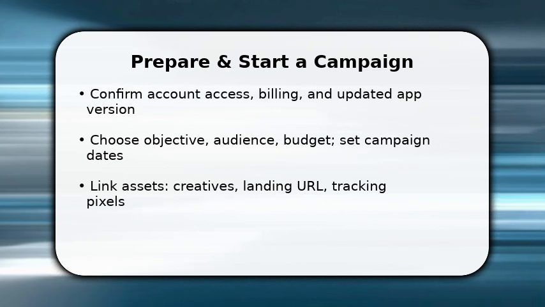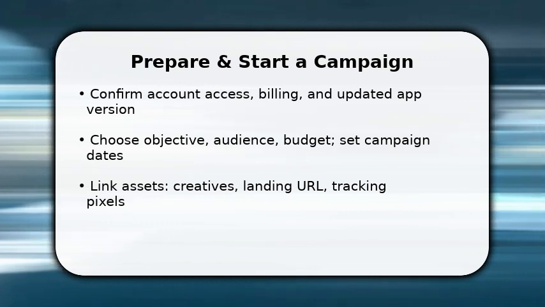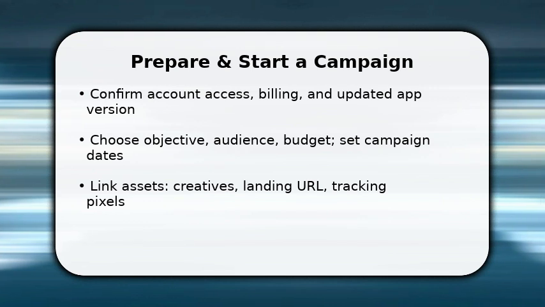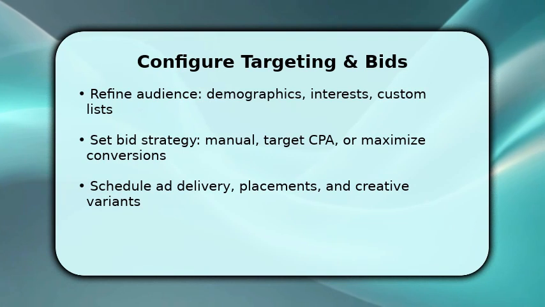Next, define your audience using saved segments or custom parameters because precise targeting saves budget. Then set a daily or lifetime budget and calendar. This controls pacing. Finally, upload creatives and add your landing URL so tracking can attach immediately and you can review performance quickly.